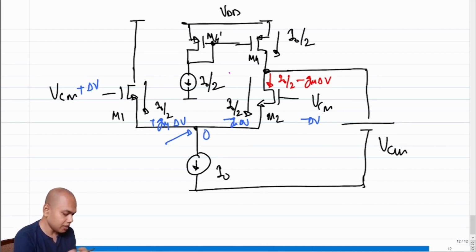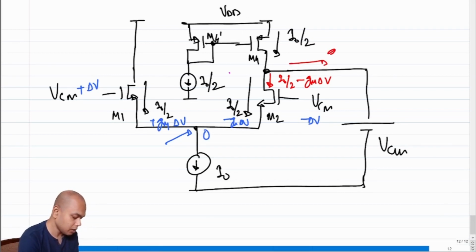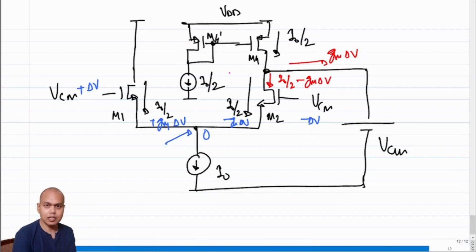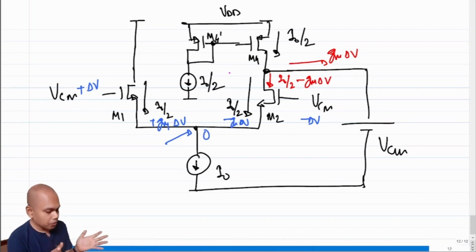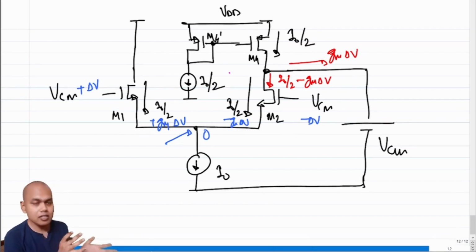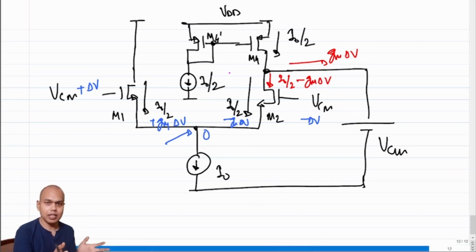So what is the current that is going into VCM? What is the incremental short circuit current that is going into VCM? This current has to be GM times delta V. And this is the incremental short circuit current that we have been dealing with till now. So this picture essentially combines what's actually happening in terms of the direction of the current flow with regards to the change in quiescent current.